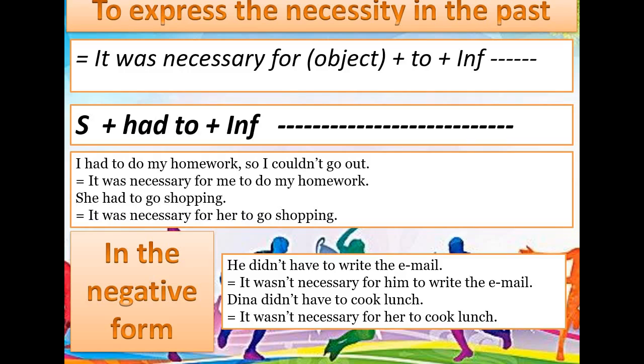For lack of necessity in the past, we use didn't have to or wasn't necessary. So to express lack of necessity in the past, we can say he didn't have to write an email, which means it wasn't necessary for him to write the email. Dina didn't have to cook lunch, which means it wasn't necessary for her to cook lunch.